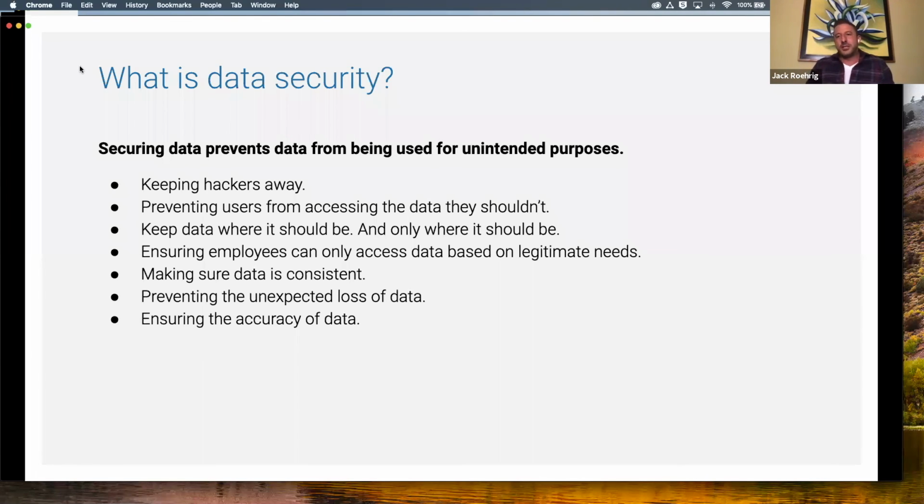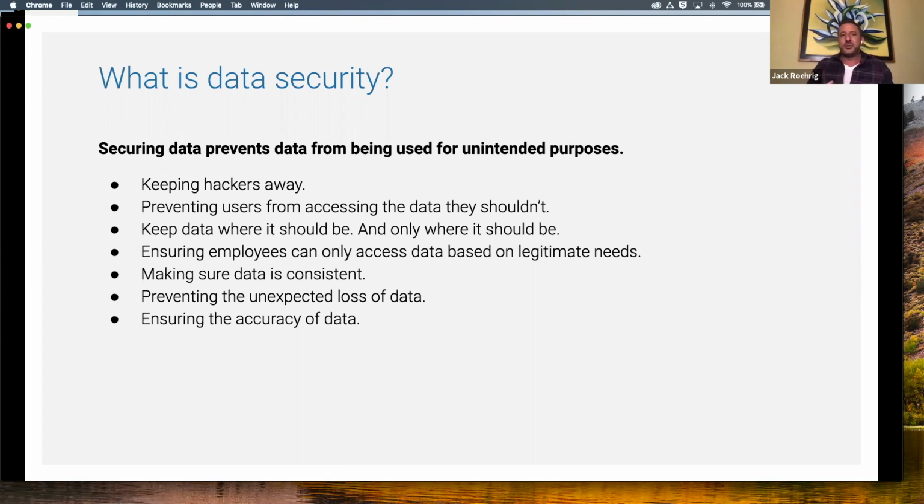So data security and data privacy are different, as I mentioned earlier, and I want to talk about those distinctions. Securing data prevents data from being used for unintended purposes. It's like locking the door to your house. If someone's going to come into your house and read your diary or whatever, you have to have a lock on your door. So security, obviously, is keeping the hackers away and preventing data access, but it's also more than that.